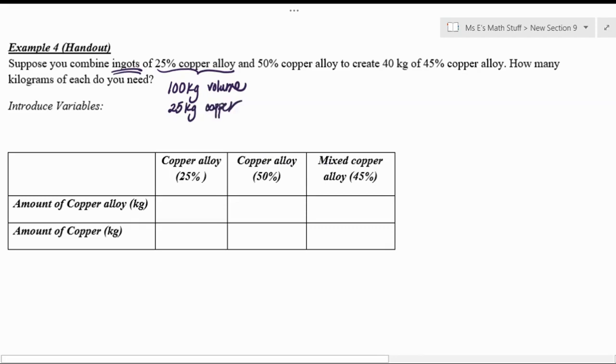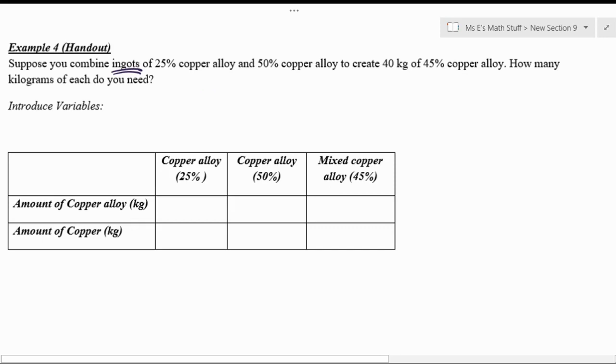That's what you do need to understand. Whereas if you have 100 kilograms of the 50% copper alloy, 50 kilograms would actually be copper. The rest is other stuff. So the 50% stuff is more pure copper than the 25% stuff. All right, so now let's turn this into a system of equations.